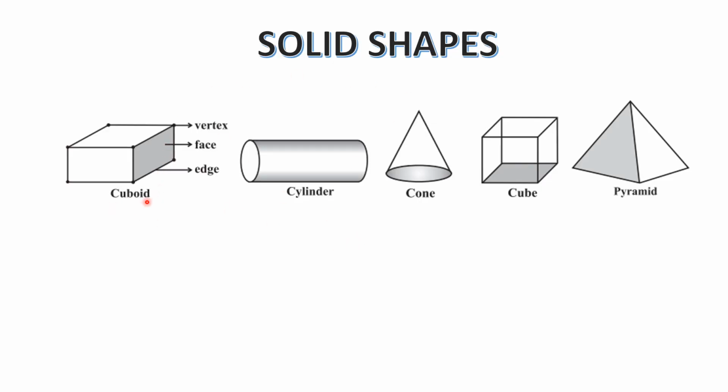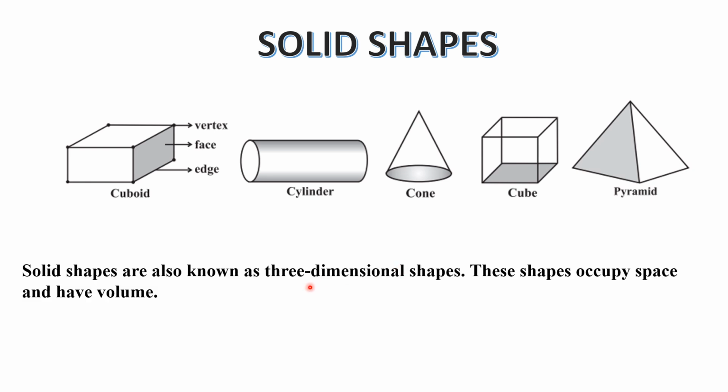These are the solid shapes like cuboid, cylinder, cone, cube and pyramid. Now these solid shapes are also known as three-dimensional shapes because these shapes occupy space and they have volume also.